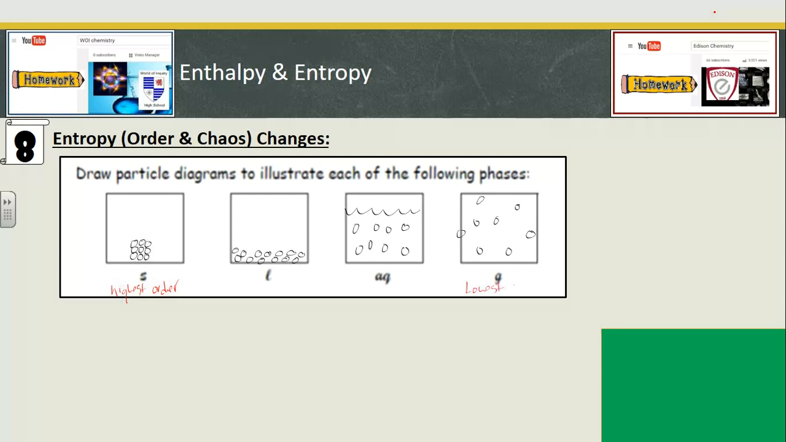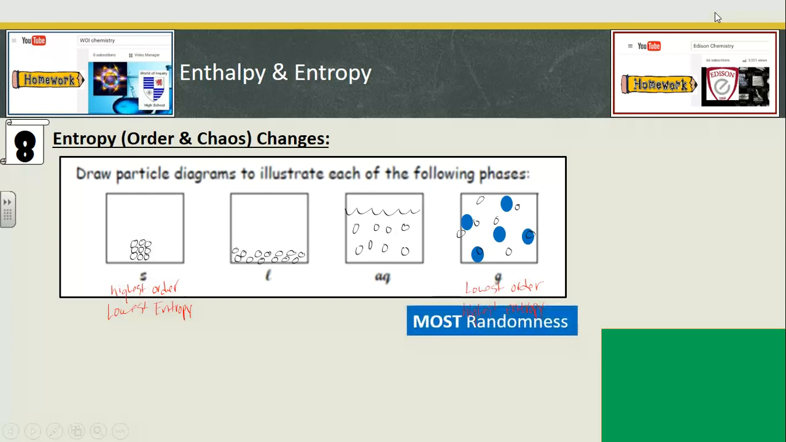So, highest order, lowest order. We'll use the words lowest entropy, aka high order, and the highest entropy, aka the least order. Let's see what else we got here. Oh, those were drawn in for us, so add them to it. No randomness. Some randomness, a little bit. More randomness. And, well, we've got the highest, most randomness.